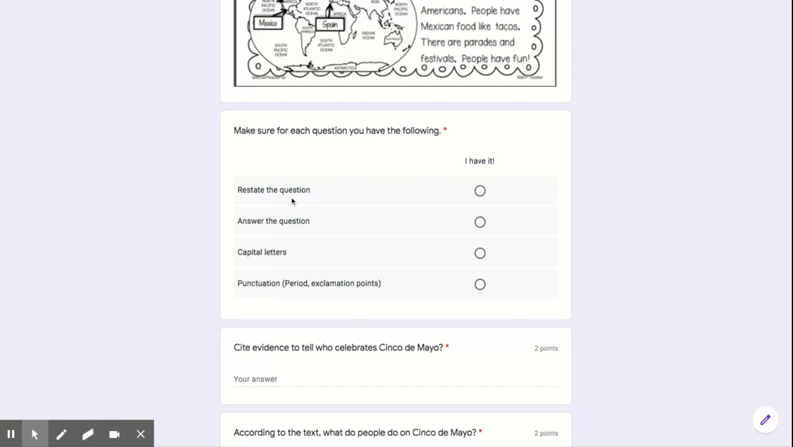Restate the question, which means pulling important words from the question to put in your answer. That way we can have complete sentences and our reader will know what we are trying to answer. You're going to answer what the question asks you. You're going to have capital letters. Always make sure that the first letter of the first word in your sentence is capitalized. And you're going to have some type of punctuation at the end.